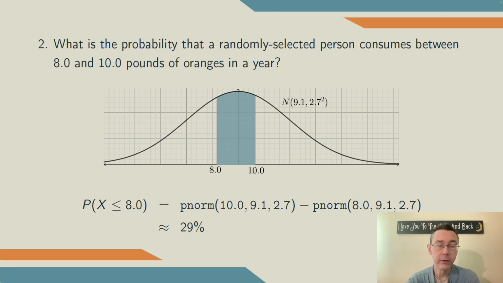So I'm going to do this again using the CDF of this normal distribution, which in R is pnorm. I'm going to take the area to the left of 10 and then subtract off the area to the left of 8. pnorm(10.0, 9.1, 2.7) minus pnorm(8.0, 9.1, 2.7). I do that arithmetic, I get about 29%.